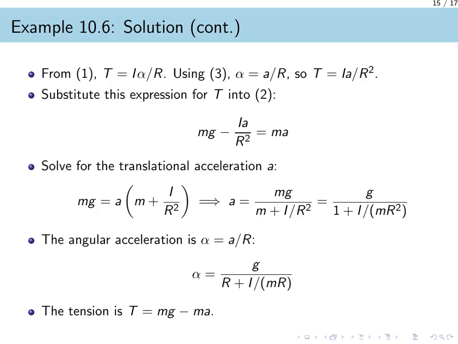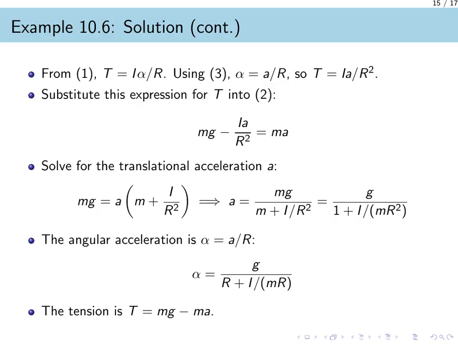Our strategy is to eliminate the tension, T, and the angular acceleration, alpha, to find the translational acceleration, a. First, we use the torque equation and the no-slip condition to express tension in terms of a. From the torque equation, T equals I times alpha divided by R. Since alpha equals a divided by R, we can substitute to find that T equals the quantity I times a, all divided by R squared.